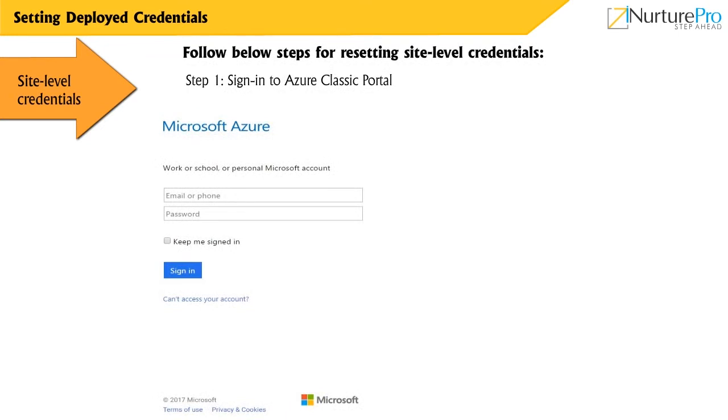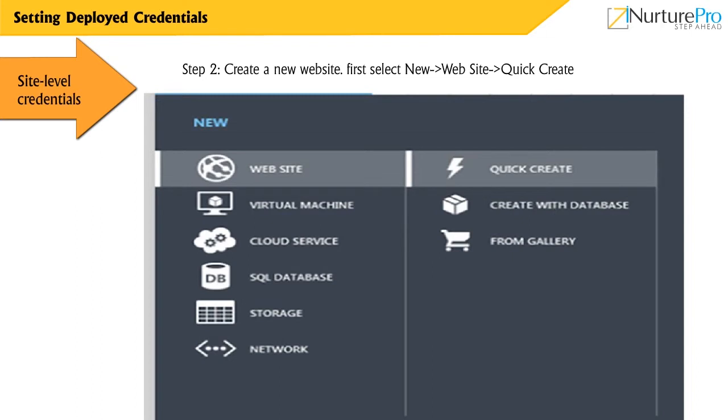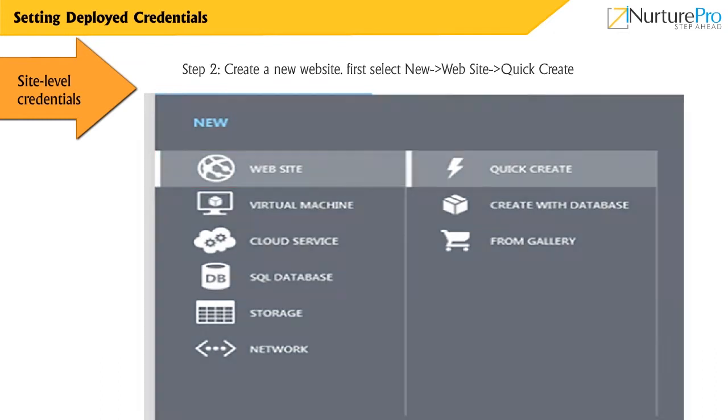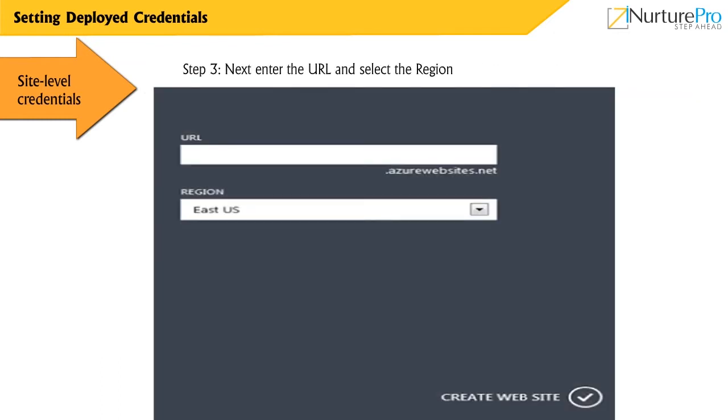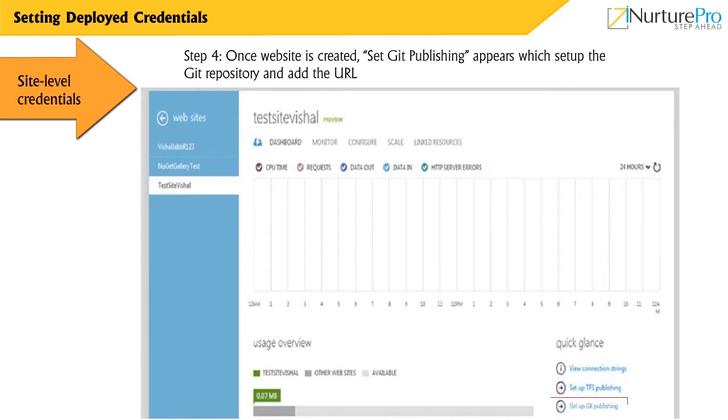Step 1. Log into the Azure portal. Step 2. Create a new website. First, select New, Website, Quick Create. Step 3. Next, enter the URL and select the region. Step 4. Once the website is created, you can see Set up Git publishing, which sets up the Git repository and adds the URL.